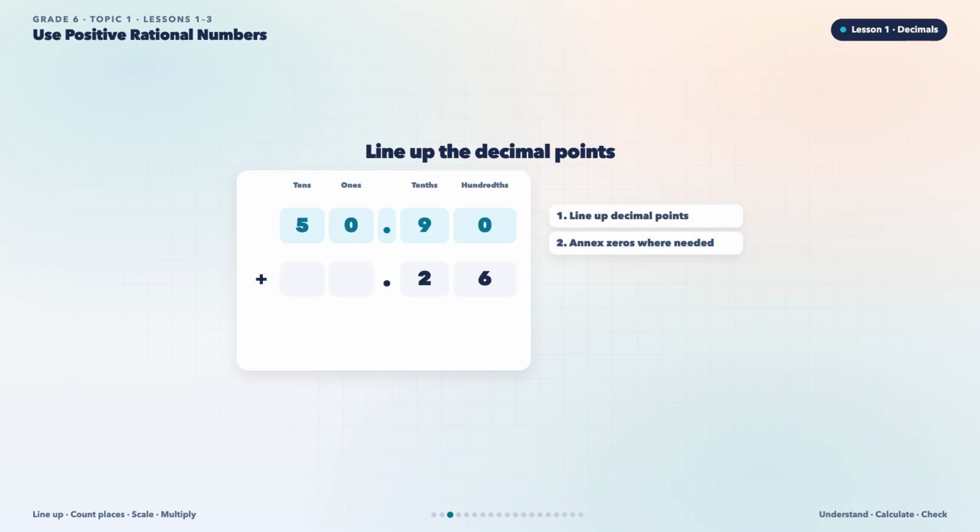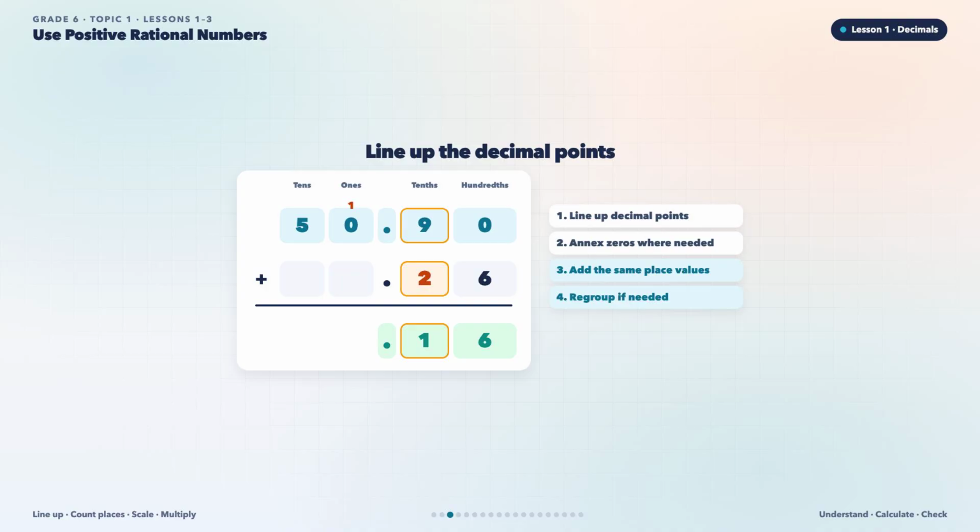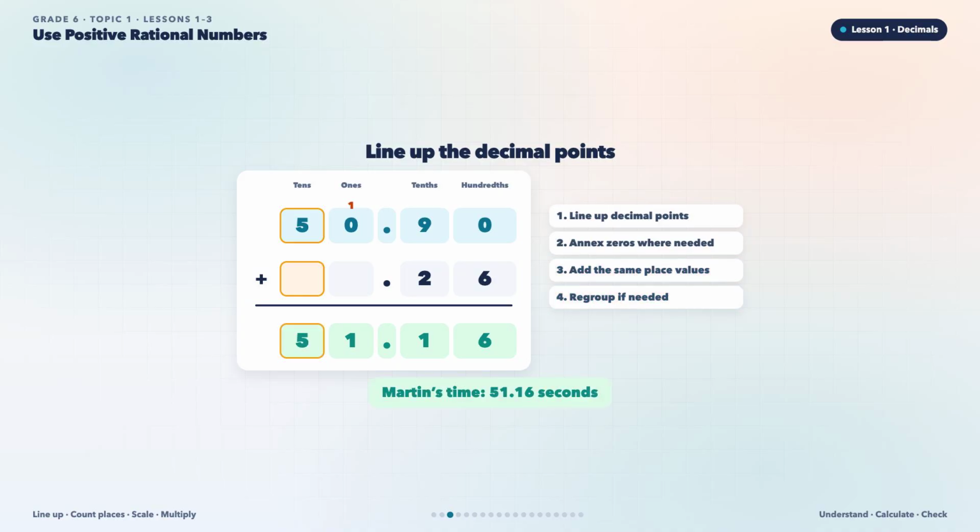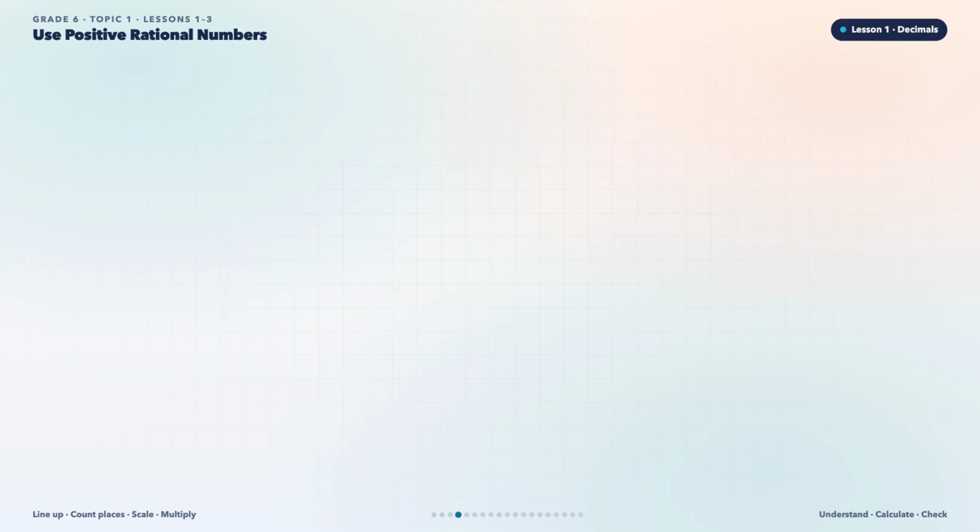50.90. Now add 26 hundredths. Add the same place values, right to left. 0 hundredths plus 6 hundredths is 6 hundredths. 9/10 plus 2/10 is 11/10. Write 1/10 and regroup 1 into the ones place. 0 plus 0 plus the 1 we carried is 1. 5/10 stay 5. Martin's time is 51 and 16 hundredths seconds. Does that make sense? A little more than 51 seconds? Yes. Before we subtract decimals, remember why regrouping works.